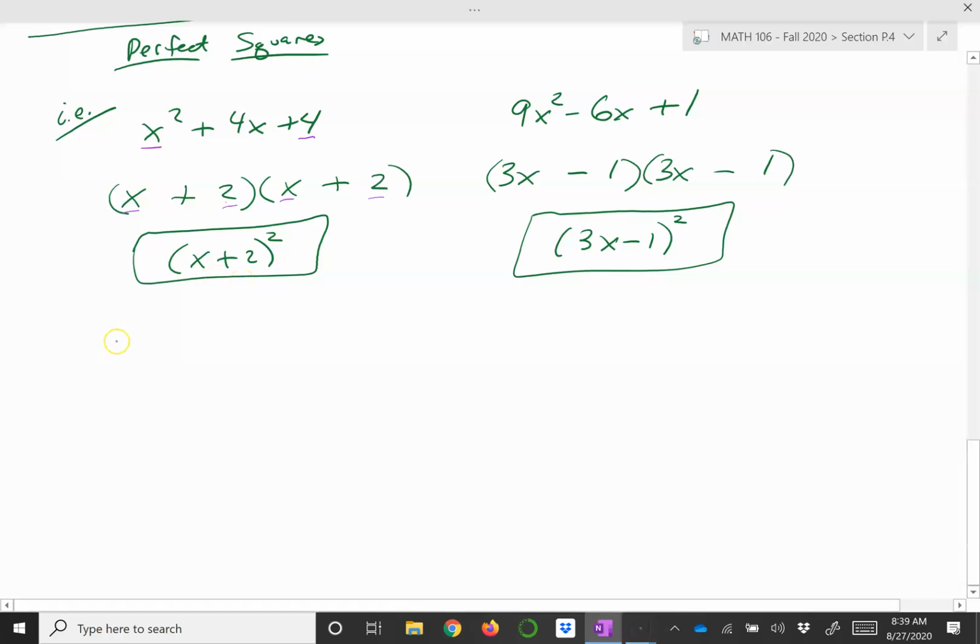There's another special case, and this will be the start of new stuff today. It's a difference of squares.